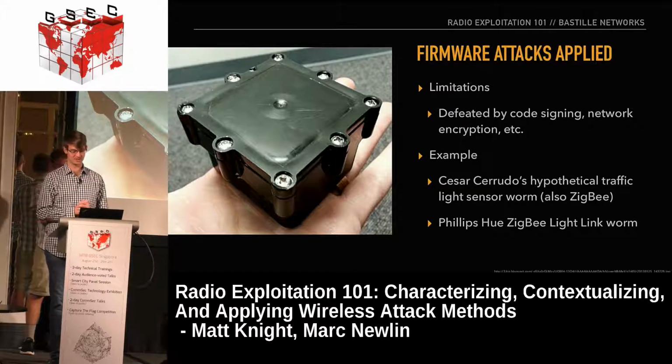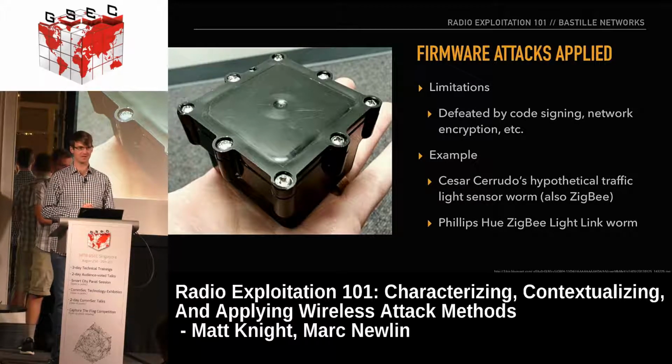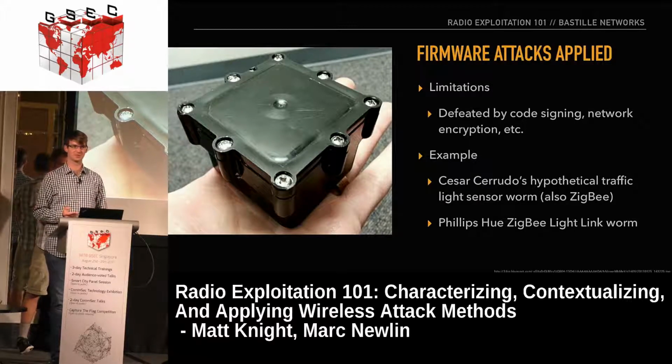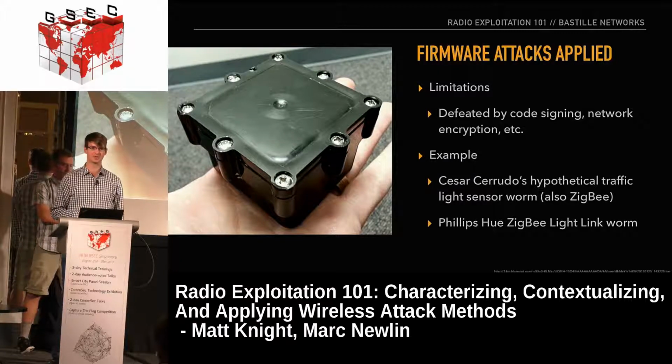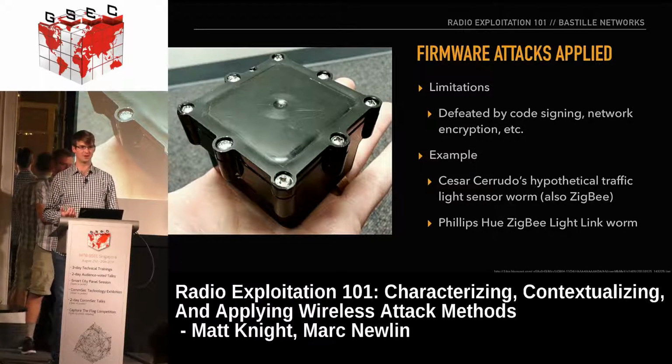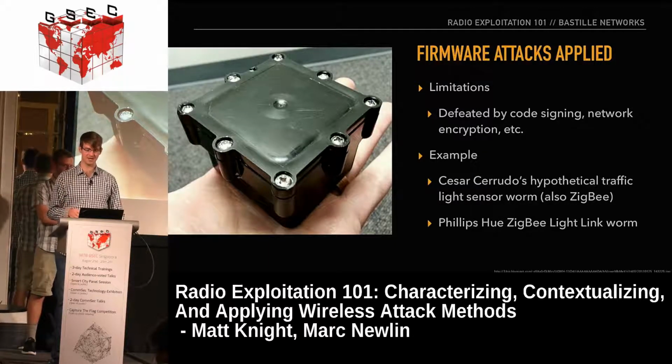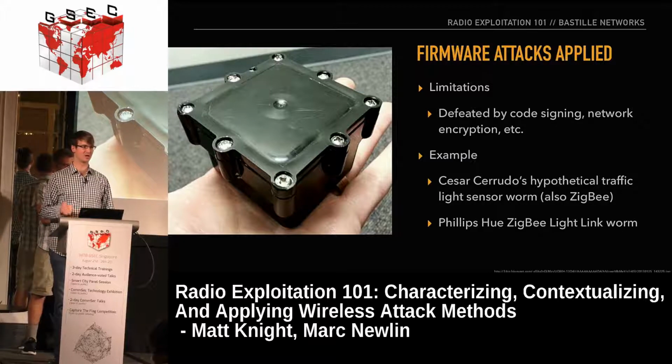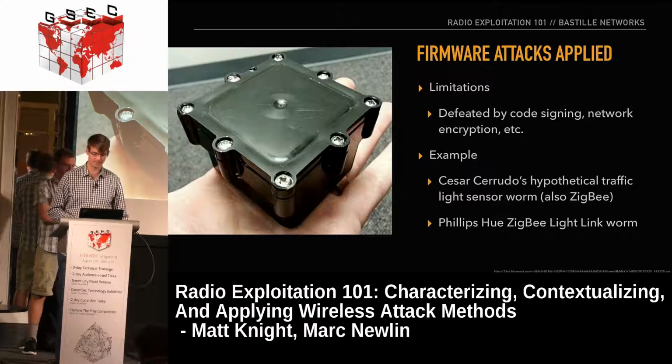So two examples we're going to highlight briefly. One that I'll just mention is Cesar Cerruto's traffic light sensor Zigbee worm. He gave a talk at Black Hat, I think in 2013 or 2014, where he looked at smart traffic lights and determined that they were running on an unencrypted 802.15.4 network. He was able to sniff all the traffic, inject traffic, and do things to mess with their state. Additionally, they used unsigned firmware images on an unencrypted link to push firmware to the devices. So he went as far as to essentially postulate that it would be possible to make a worm using this. I don't know if he actually demonstrated it, but all the pieces were there.